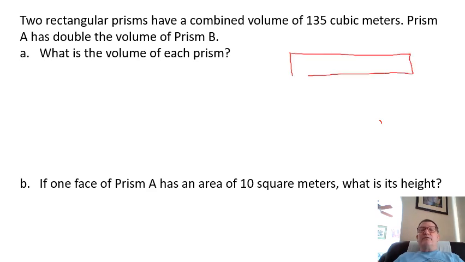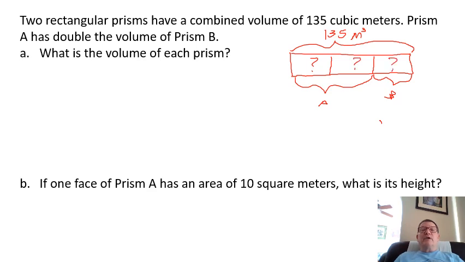We know that the total volume is 135 meters cubed. And it says prism A has double the volume of prism B. So I'm going to split it into 3 sections because it's double the volume. And I know here is prism A, and here is prism B. Now I can see by this, if I want to solve for what each one of these sections are, I'm going to divide. It's 135 divided by 3 sections.